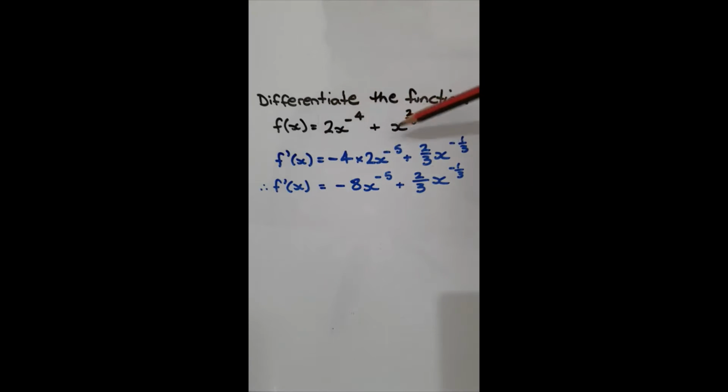And the same thing for x to the power of 2/3. So the 2/3 becomes a multiplying factor, it comes out to the front, and the old power is reduced by 1. So therefore, f dash of x, or the first derivative, is equal to negative 8, x to the power of negative 5, plus 2/3, x to the power of negative 1/3.